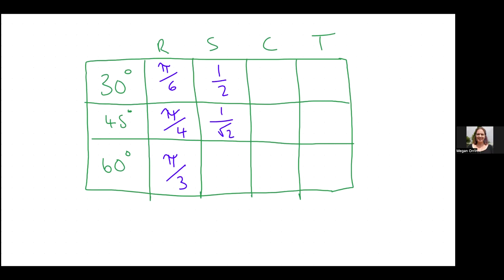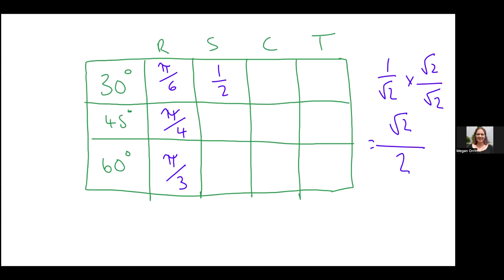So 1 over root 2, if I need to rationalize this, if I times anything by 1, it's just the same as itself, right? So I can multiply this by root 2 over root 2, right? Which means 1 times root 2 is root 2. Root 2 times root 2 is 2. We're going to write root 2 over 2. So these are the same thing, but that is an irrational answer, and this is the rational version of that.